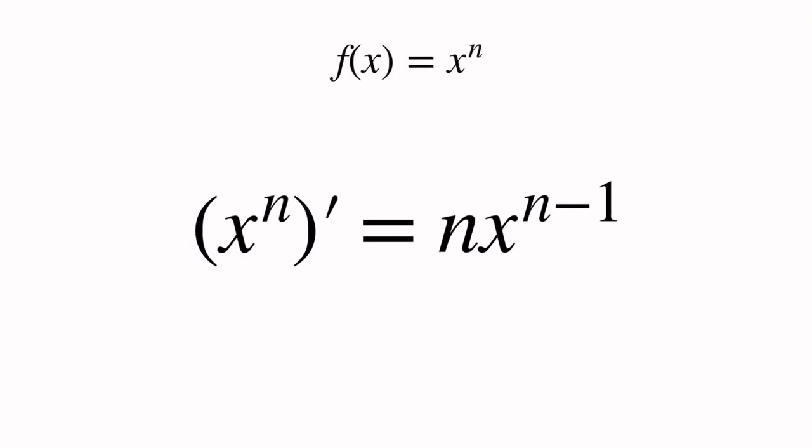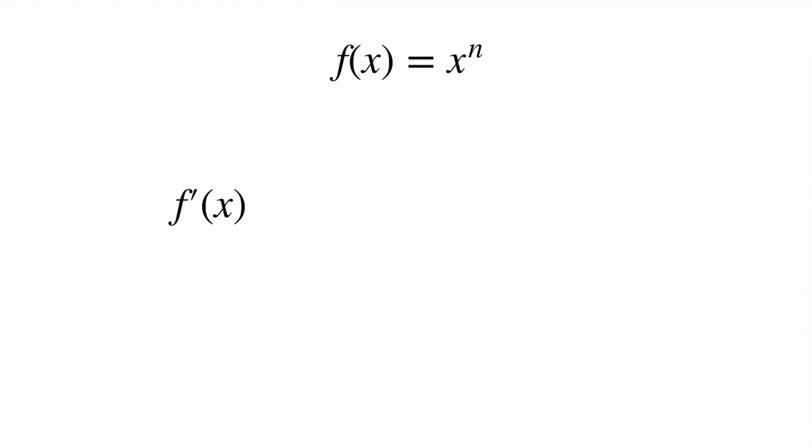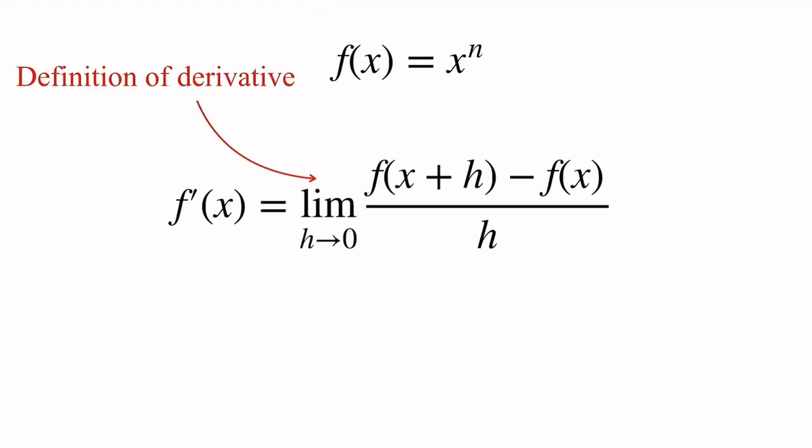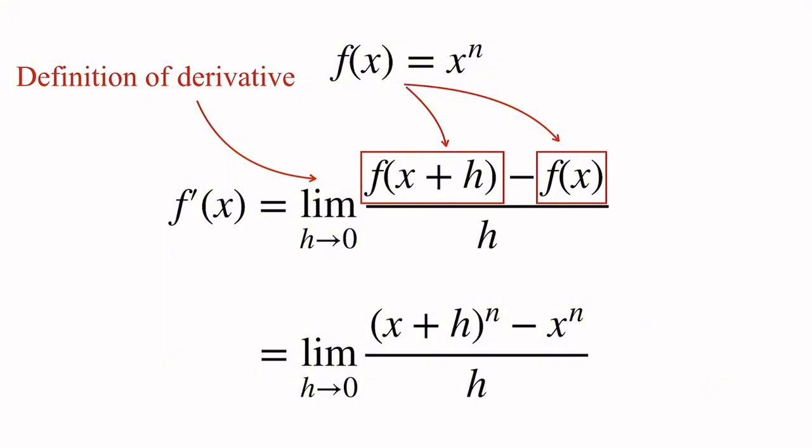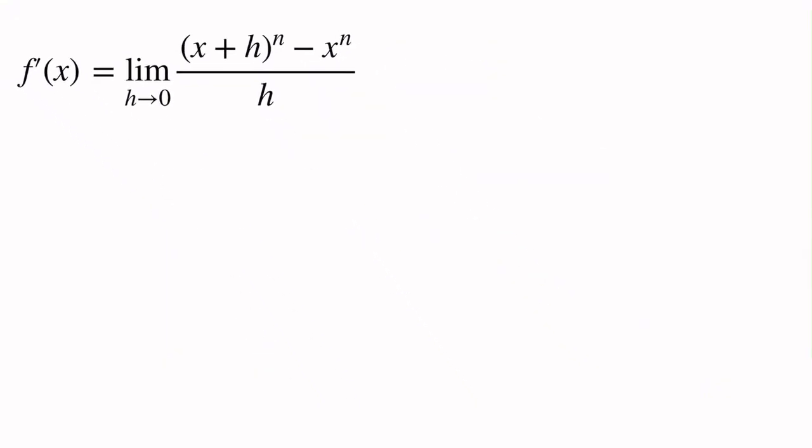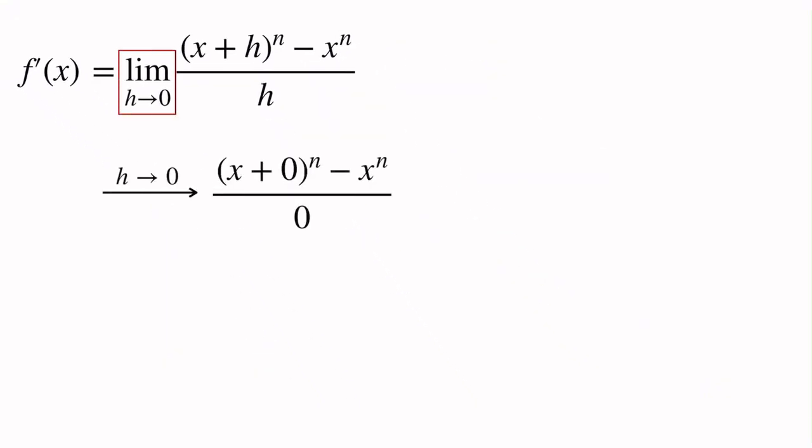The derivative of f of x, which is f prime of x, can be written using the definition of a derivative, right? Now let's substitute f of x equals x to the n into this definition. Then we obtain the following expression. If we try to take the limit as h approaches 0 in this form, we get this expression.